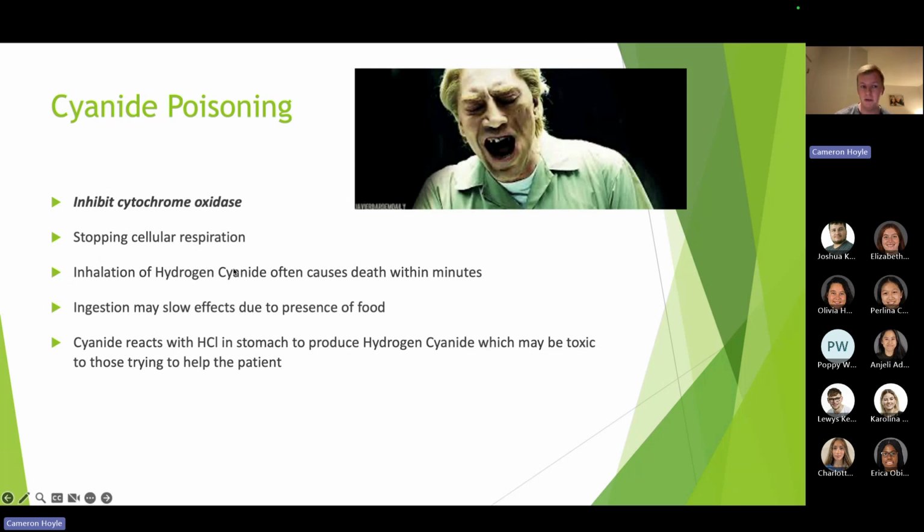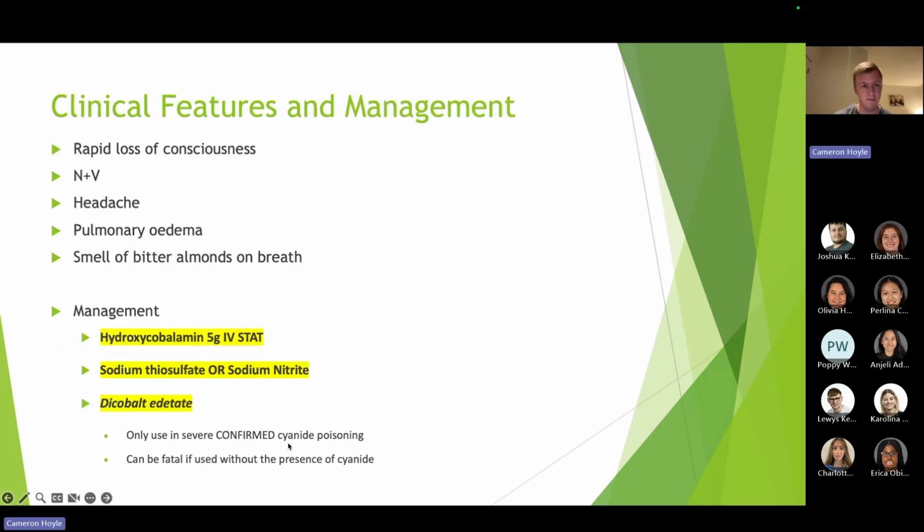You need to be really, really careful with cyanide, because if you get hydrogen cyanide, it can cause death within minutes. So if you've got cyanide and you're inhaling it, you've got hydrochloric acid in your stomach. If that cyanide mixes with the hydrochloric acid, you will get hydrogen cyanide. So if you get a patient with potential cyanide poisoning that's, say, vomiting or there's fumes, you need to be very, very, very careful and wear protective PPE. Ingestion may slow its effects due to the presence of food, obviously. So yeah, be very, very careful with cyanide poisoning.